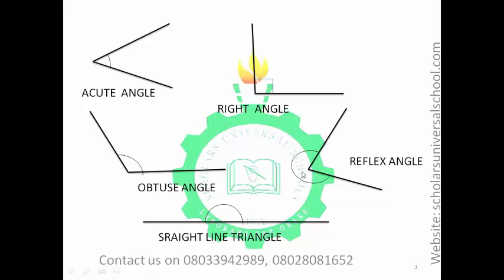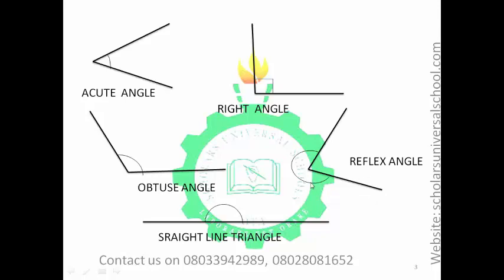Reflex angle, it is angle that is more than 180, the angle here at the back, you will see that it is more than straight line angle. So, it is more than 180 degrees. At the same time, it is not up to 360 degrees. We call such an angle as what? Reflex angle. Example of reflex angle.